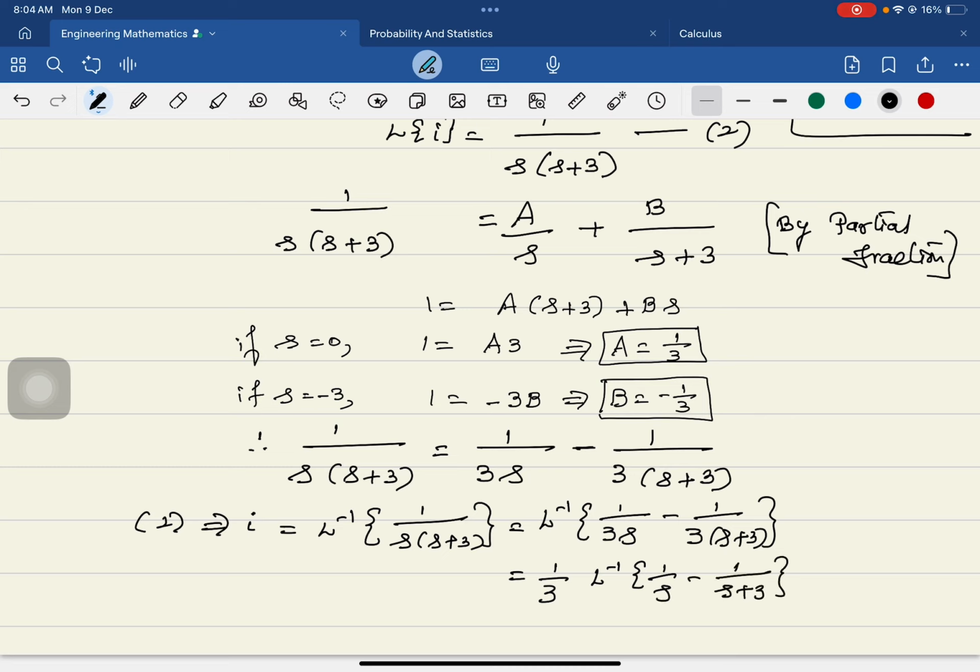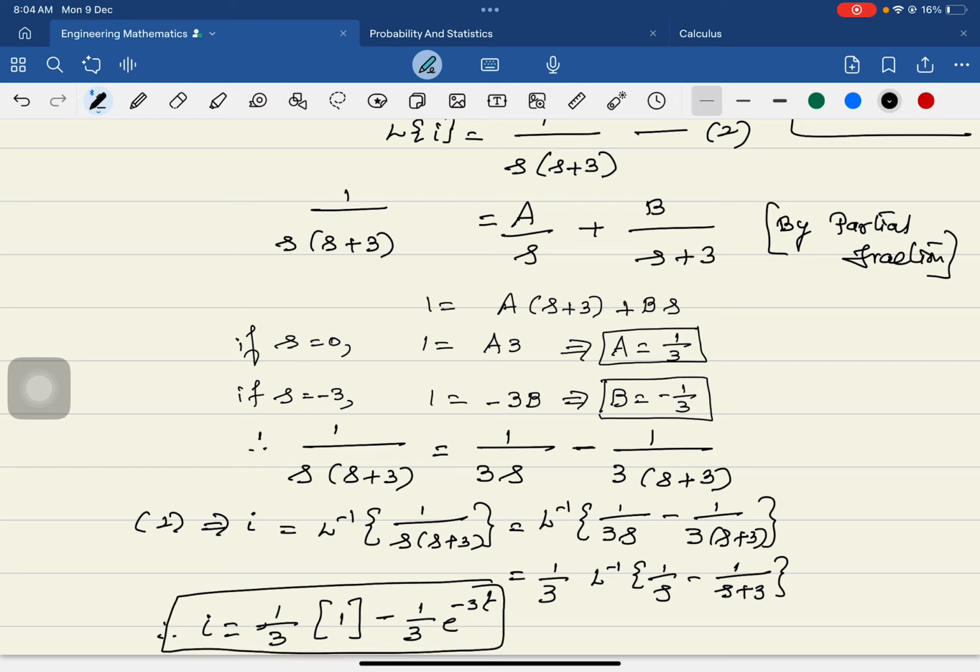And we know the values of this. Therefore, what is I? It is 1 by 3 times L inverse of 1 over S, which is 1, minus L inverse of 1 over S plus 3, which is e power minus 3t. So this is the answer. That is 1 by 3 minus 1 by 3 times e power minus 3t is the solution.